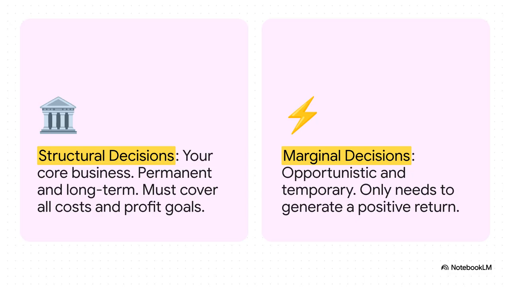Structural decisions are all about your core business, your main products, your key clients, the stuff that keeps the lights on. These deals have to pull their full weight. They absolutely must cover all costs, direct and indirect, and hit your target profit. Marginal decisions, on the other hand, are more opportunistic, temporary, maybe to fill some idle capacity. Their job is much simpler. They just need to generate a positive return.